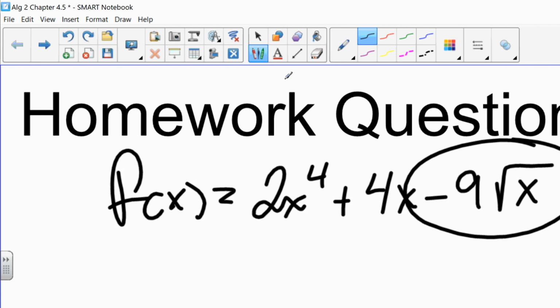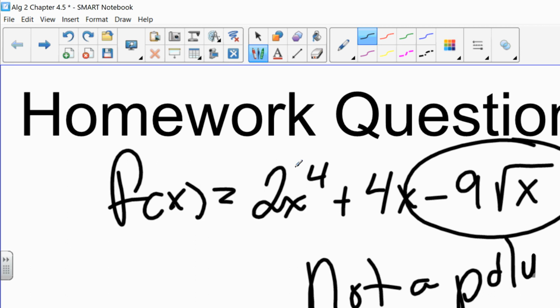Because of that, it's not a polynomial function. Because we can't have a radical in the equation and it be a polynomial function.